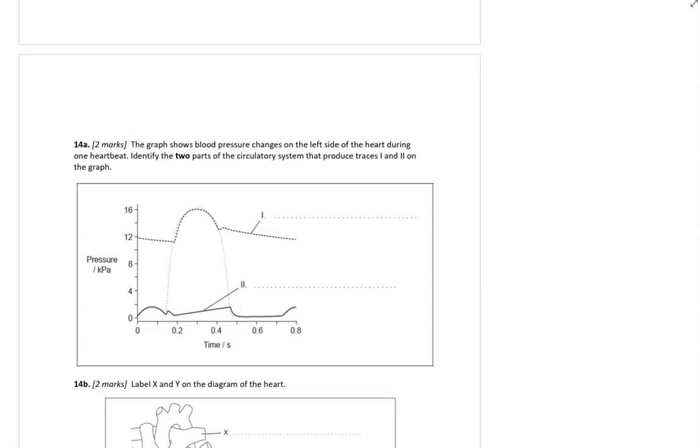Okay, so in this part, we're going to look at the short answer questions in section B. So question 14, this is that graph where you have to identify the two parts of the circulatory system. The top line is the artery, but because it says the left side of the heart here, the name of that artery is the aorta. So number one is the aorta, and number two would be the left atrium.